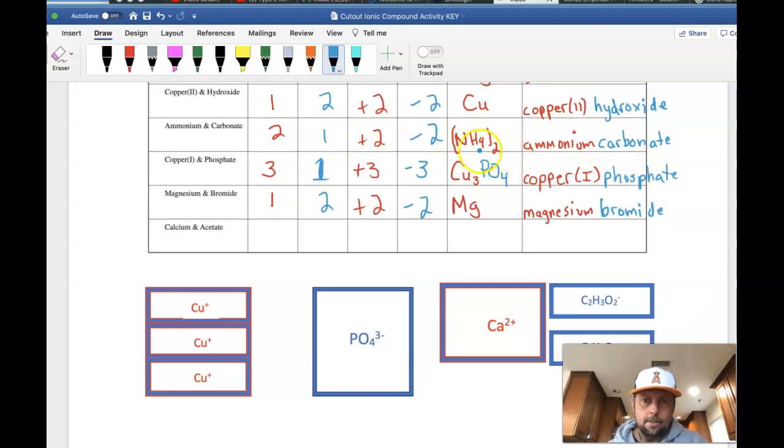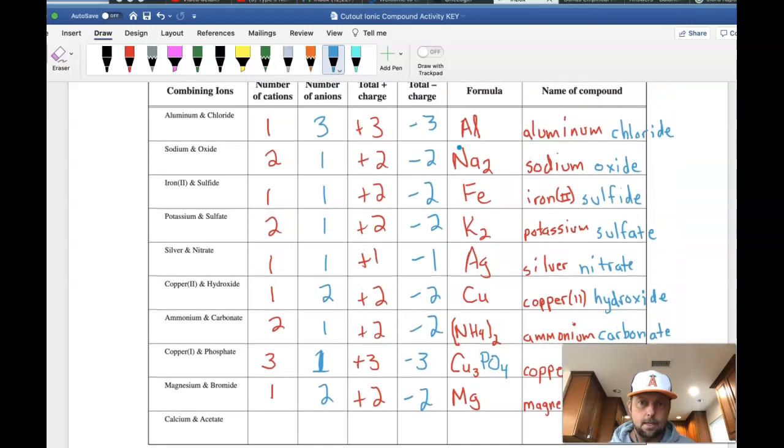Now, one thing you'll notice is I put in the red ions to these ones over here. If I fill in the blue, if I'm going to go aluminum chloride, it looks like I need 3 of the chloride ions, so I'll go Cl3 here. I just need 1 of the oxide ion, so I'll do Na2O. For iron 2 sulfide, just 1 of each. And you should be using your cutouts for each of these. For potassium sulfate, looks like I just need 1 of the sulfate. Silver nitrate is just going to be a single nitrate polyatomic ion.